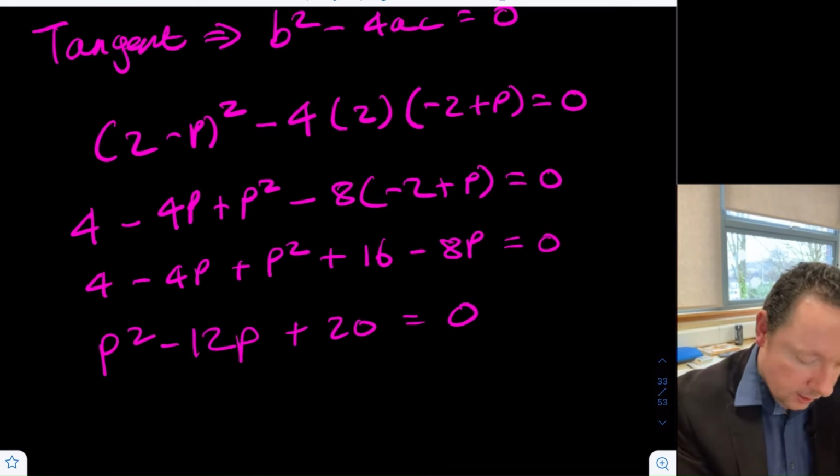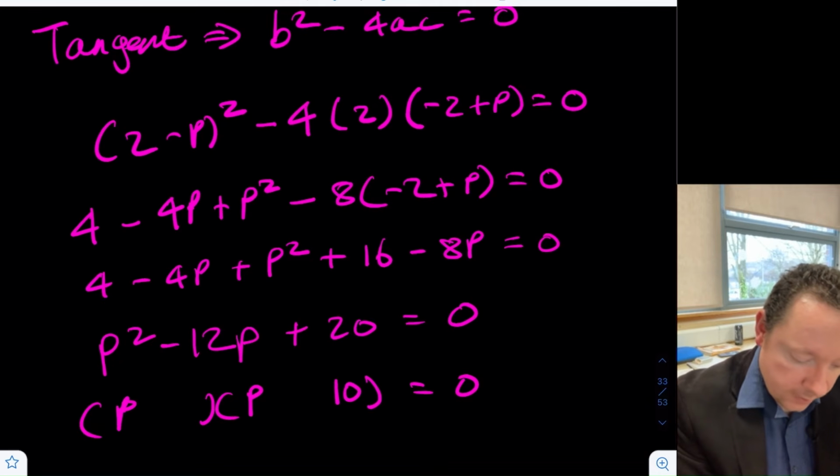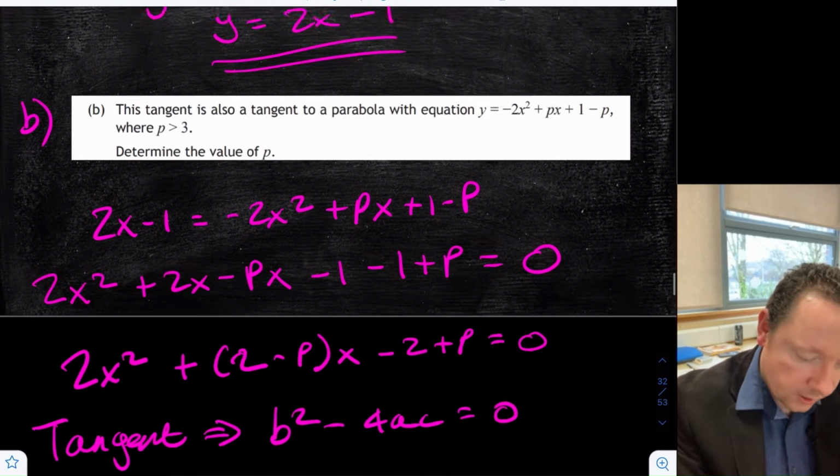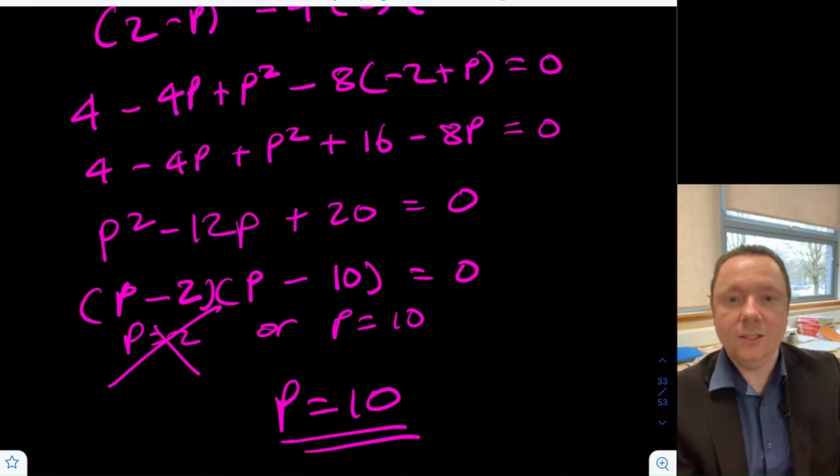We can now factorise, hopefully. If that equals 0, then we get (p )(p ), 10 and 2 to make 12 in the middle, and it'll be minus 10 and minus 2. So p equals 2 or p equals 10. But if you go back to the original question, it says p is greater than 3, so we can disregard that one. So p equals 10 as our final answer.